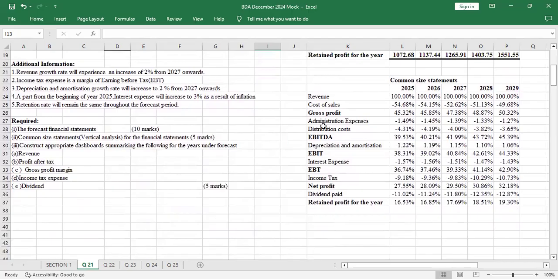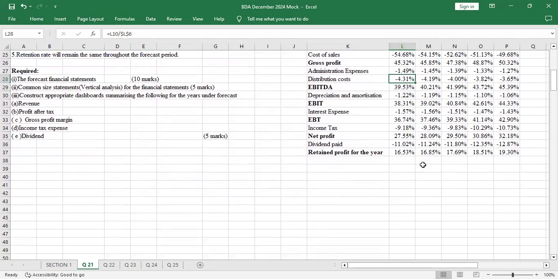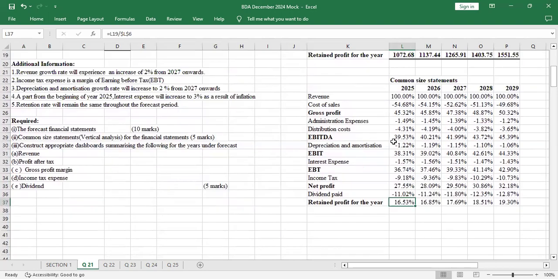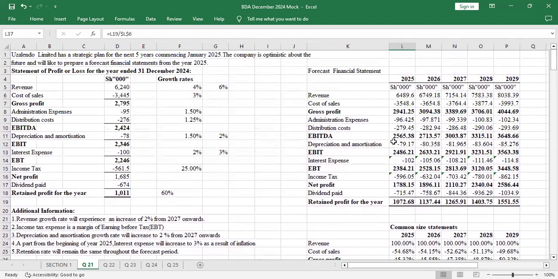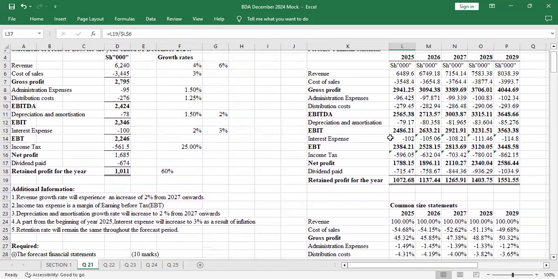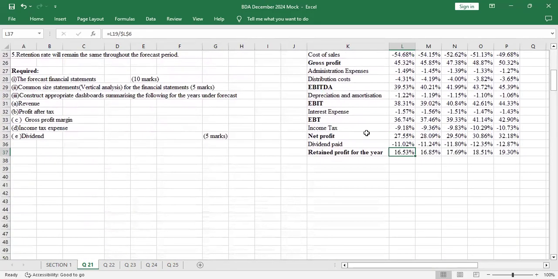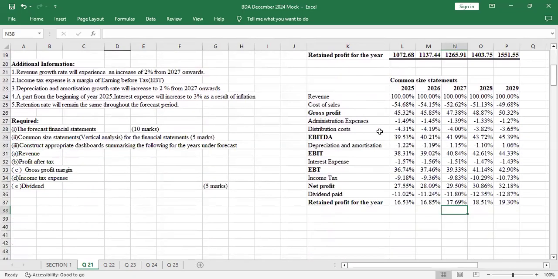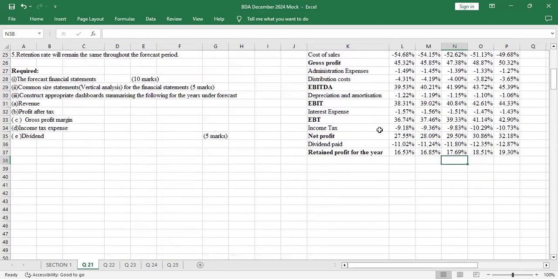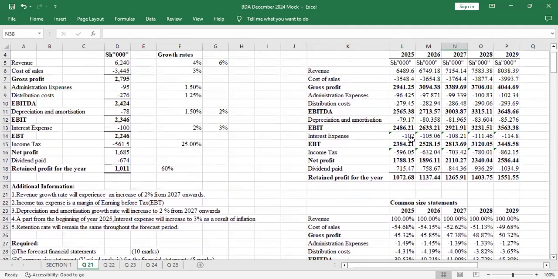You can see now the gross profit is 45.32% of revenue. Distribution is 4.31% of revenue. So it's a margin of revenue. That's all about the common size statement. Please read more about common size statement and ratio analysis, because they might test it in your paper this week. Do more about vertical and horizontal analysis, also known as trend analysis, and the ratios. Know the ratios. Know the ratios.